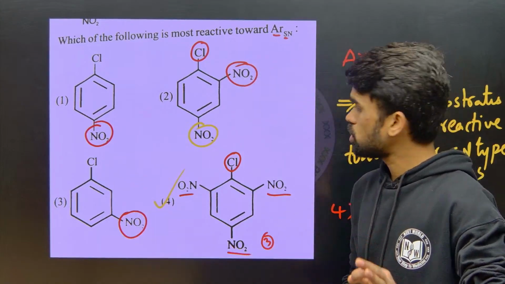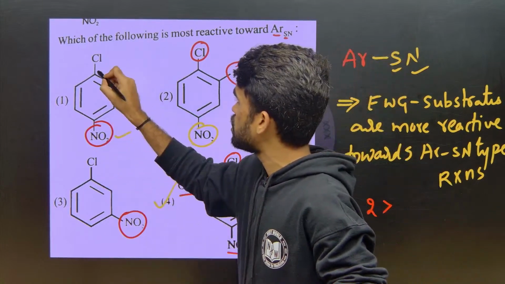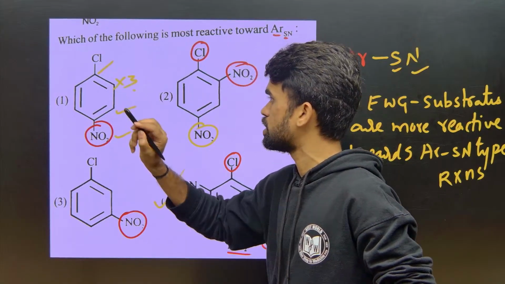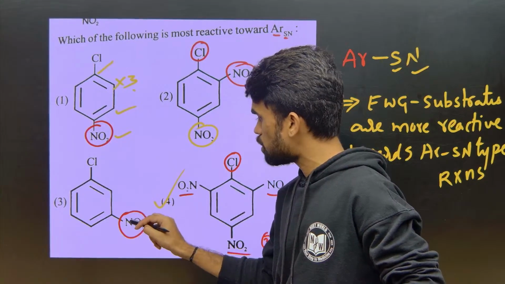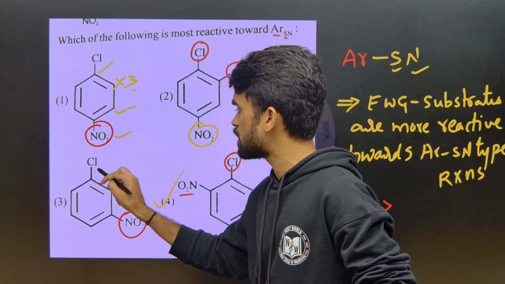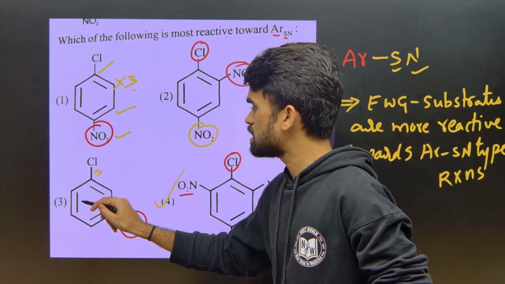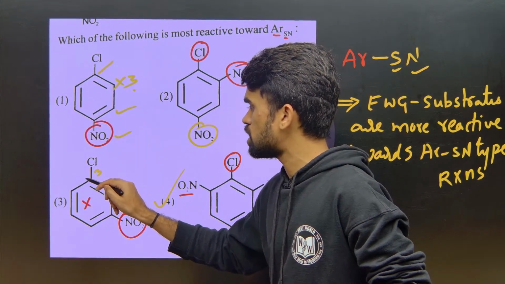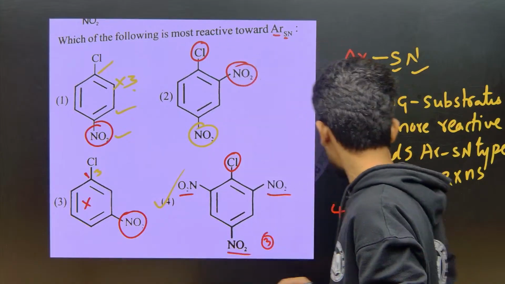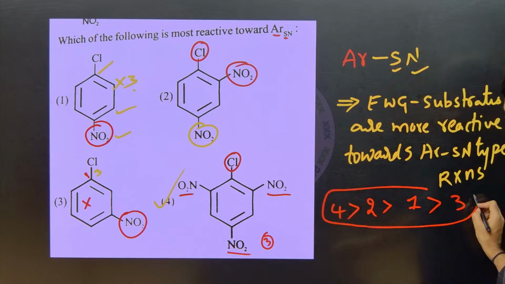But we know electron withdrawing groups like nitro groups decrease electron density at the para and ortho positions, but not at the meta position, the third position. So if you look into this option, the nitro group is present, but it is meta, the third position with respect to chlorine. Therefore, in this option it is least reactive, as there is no positive charge creation here with respect to the mesomeric effect of this nitro group. So the third one is least reactive, so in this first option. So this is the order of reactivity.